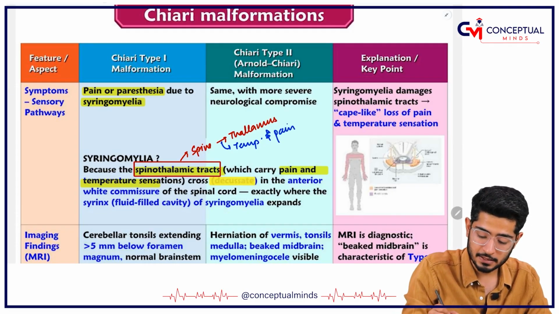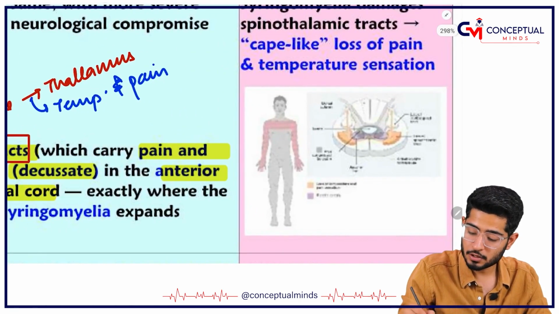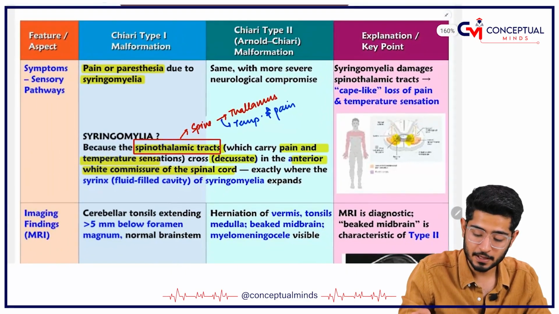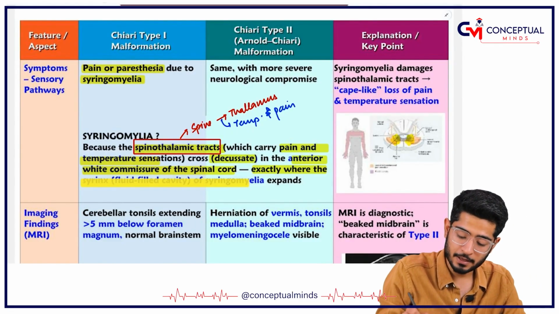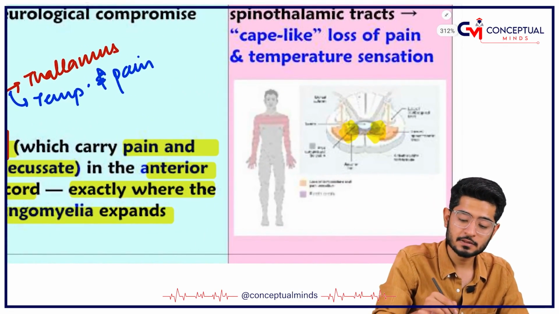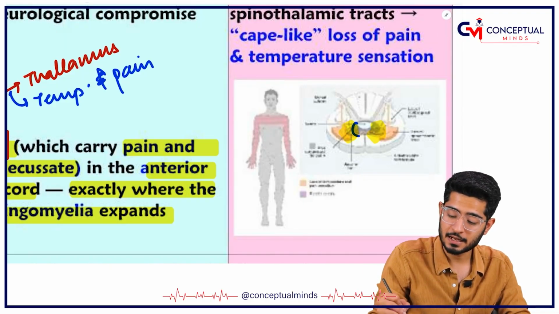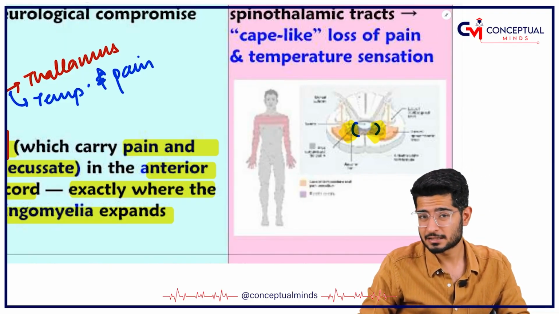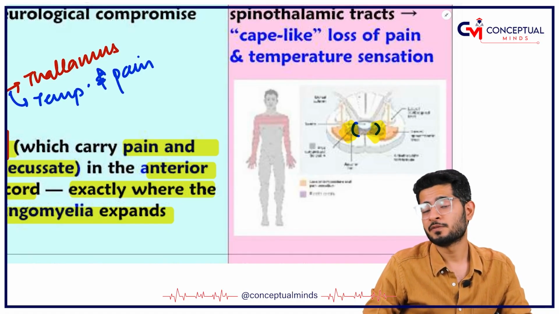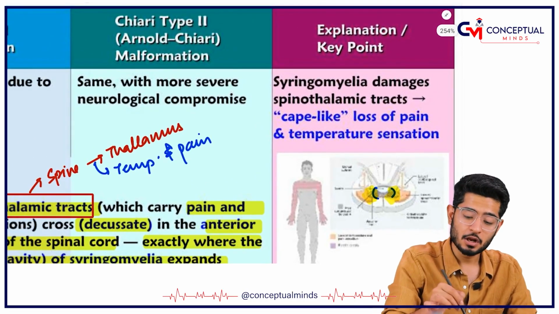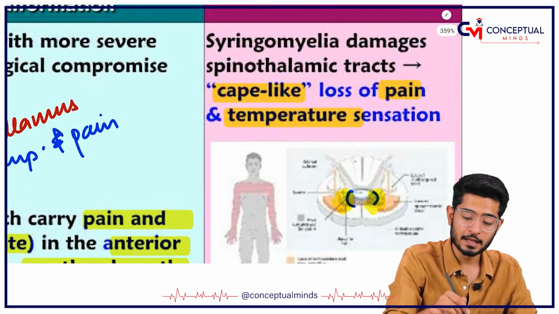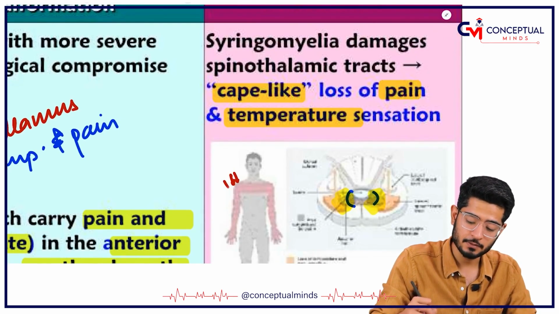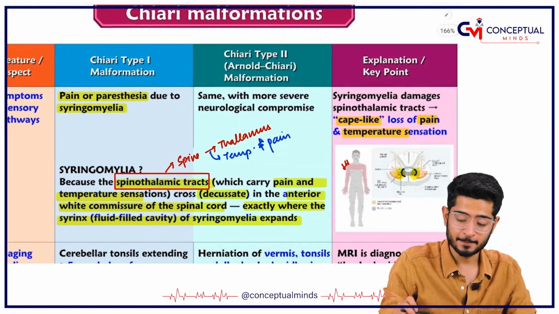They are going to decussate, they are going to cross in the anterior white commissure of the spinal cord, exactly where the syrinx is going to develop and expand, and here there will be a syrinx which will be formed. So, what is a syrinx? A syrinx is actually that cavity which is going to get formed, expand, and it is going to trouble the spinothalamic tract, and that's why there is loss of pain, there is loss of temperature sensation, and this loss is actually cape-like. So, in this fashion, there will be the loss.